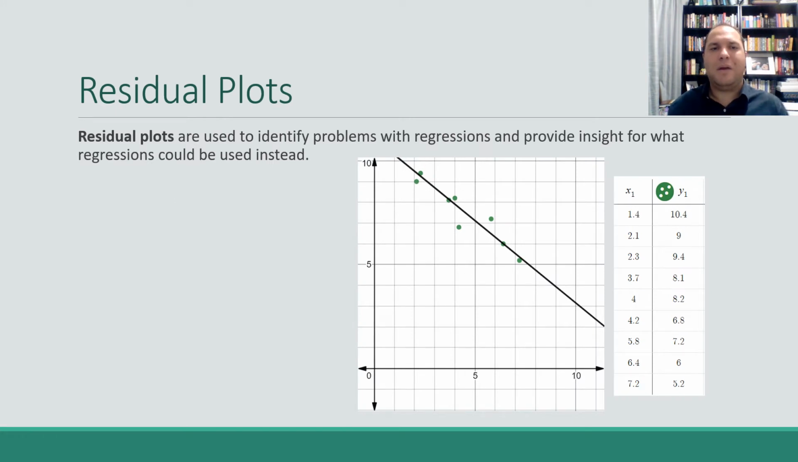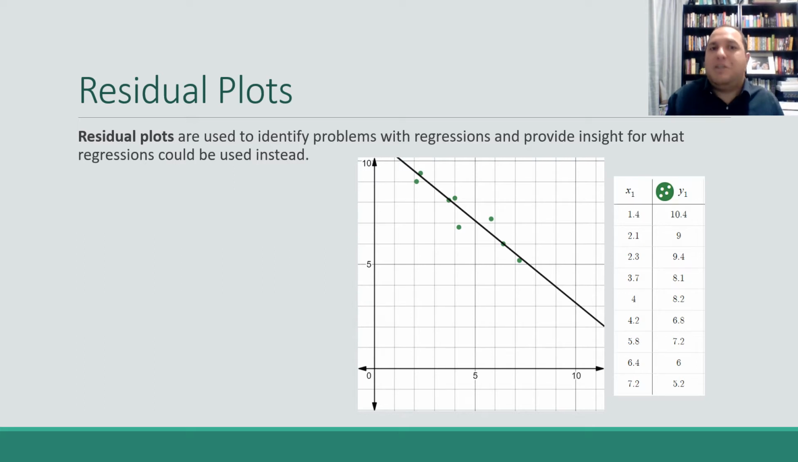All right, so what are residual plots and what do we use them for? Residual plots are used to identify problems with regressions. They basically help us work out, is the regression that we've chosen to use, whether it's a linear or some sort of curve, is it reasonable? And if it's not, what could we try or what could we do to try and improve our model?